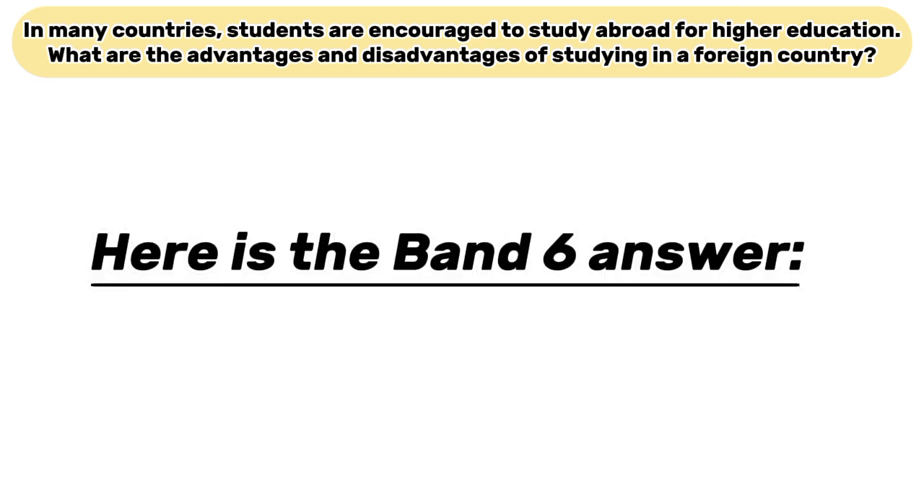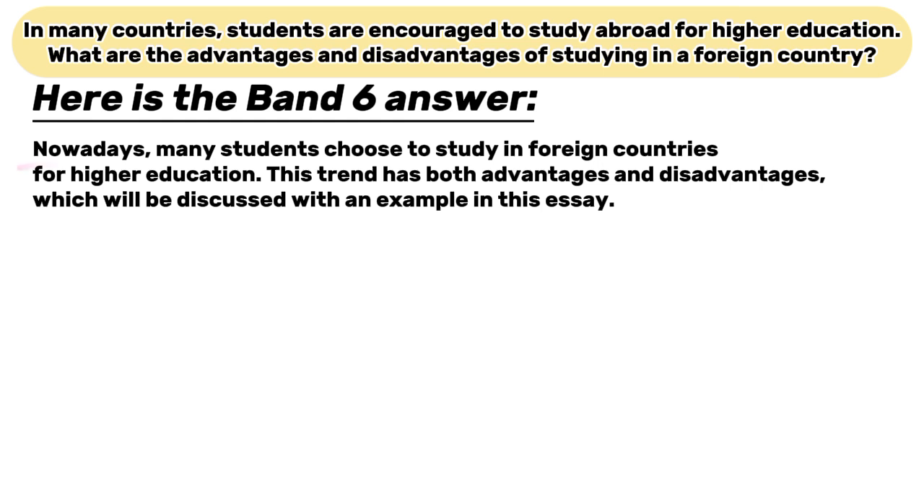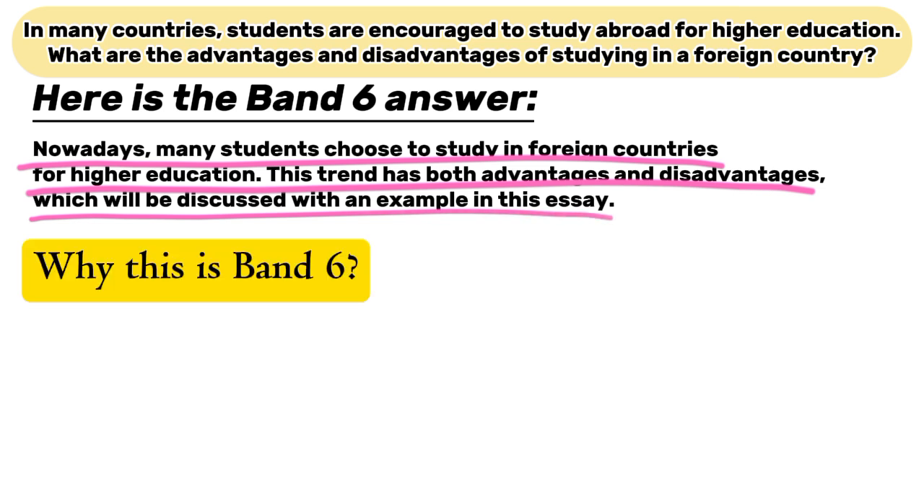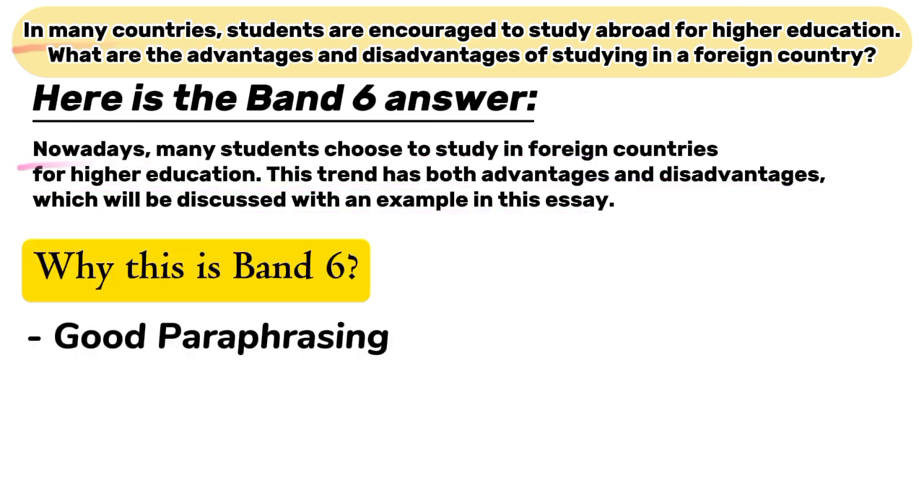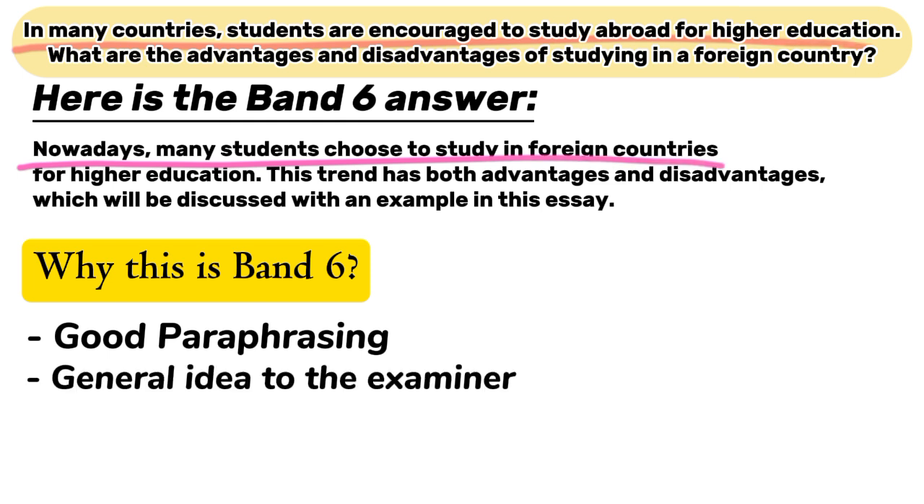So, here is the Band 6 introduction. Nowadays, many students choose to study in foreign countries for higher education. This trend has both advantages and disadvantages, which will be discussed with an example in this essay. Why is this Band 6? We didn't forget to paraphrase our question, and we give a general idea to the examiner of what you can expect. This trend has both advantages and disadvantages, and we're providing examples to support our line.